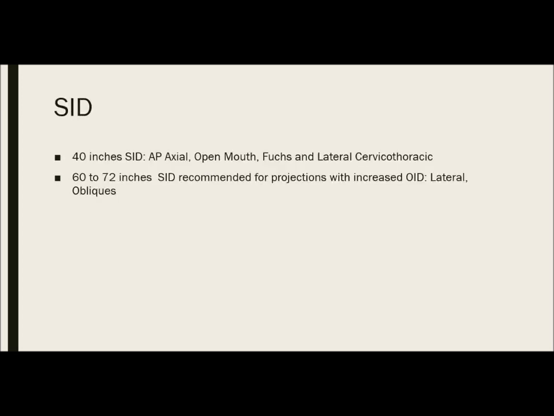SID, depending upon which projections we do, will depend on what our SID is. So we would use 40 inches SID for our AP axial for the cervical spine, open mouth, our Fuchs, which is also known as the dens method, and our lateral cervicothoracic, which is also our swimmer's method. Now we would use 60 to 72 inches SID. That's recommended for any projections with an increased OID. So it would be our lateral and our oblique projections.